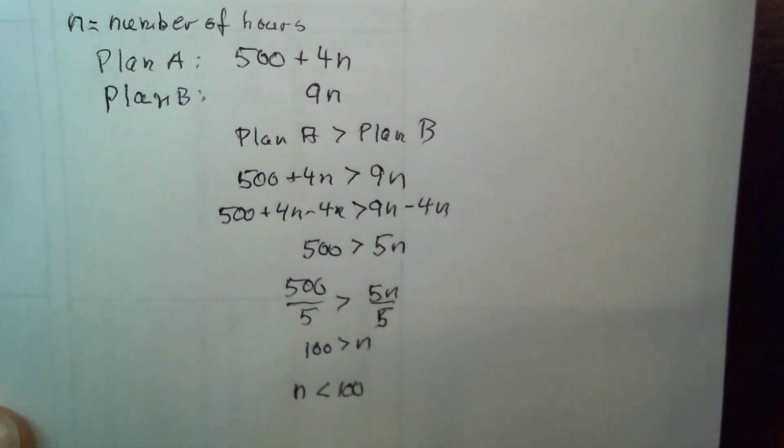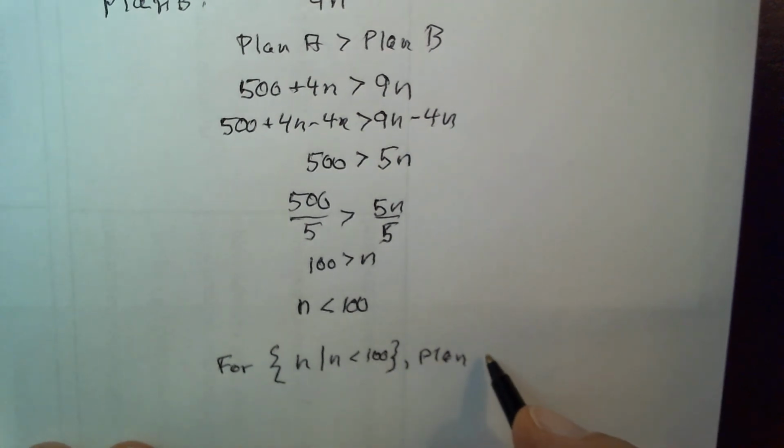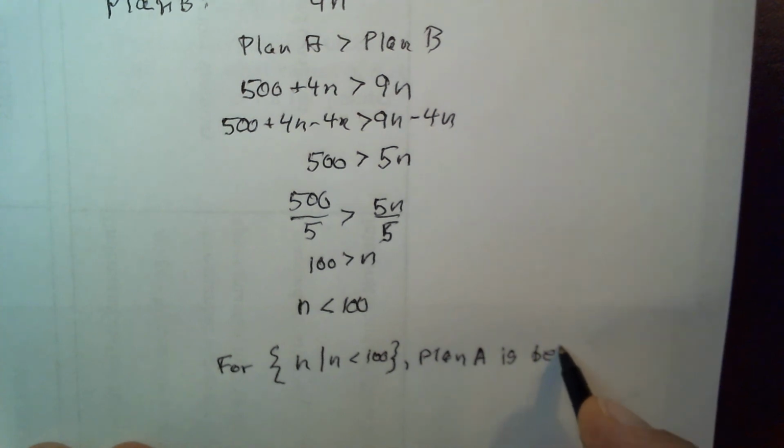And so we state our solution set, the set of all n, such that n is less than 100, for which plan A is better.